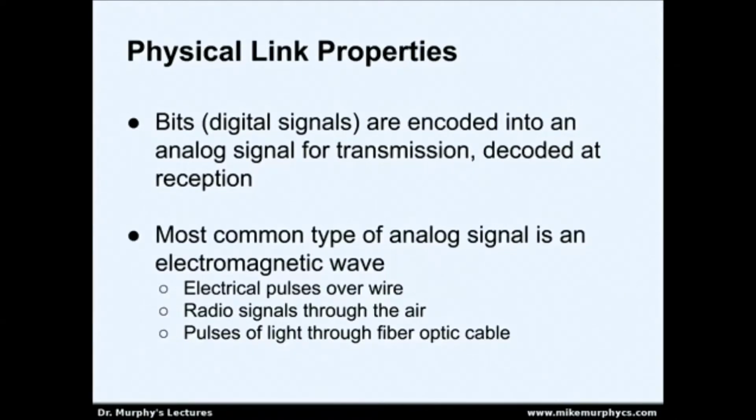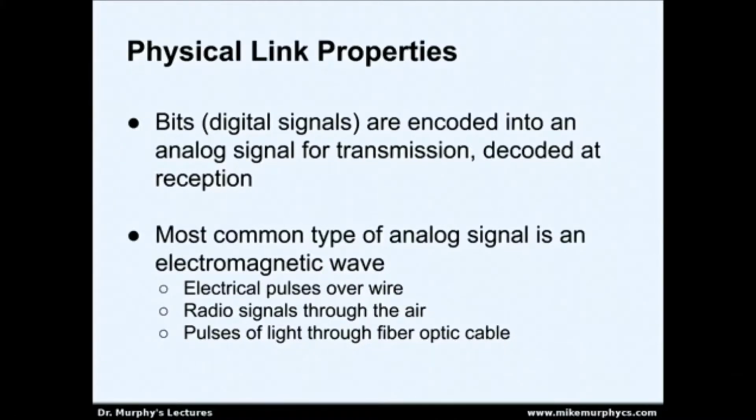The most common type of analog signal that we use for this purpose is an electromagnetic wave. The reason why we like to use electromagnetic waves is that they typically travel at the speed of light through a vacuum, or relatively close to the speed of light through other materials, and so they're fast.